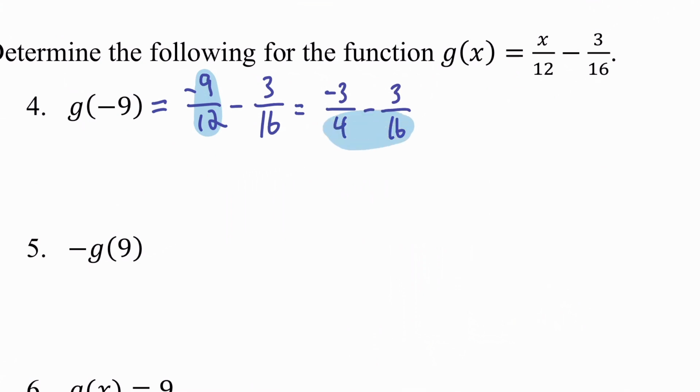So that left fraction, -3 over 4, needs to be scaled up to have the proper denominator. So I need to multiply the top and bottom of this one by 4 so that I'll have 16 on the bottom. Okay. So I'll have -12 over 16 minus 3 over 16 equals -15 over 16.